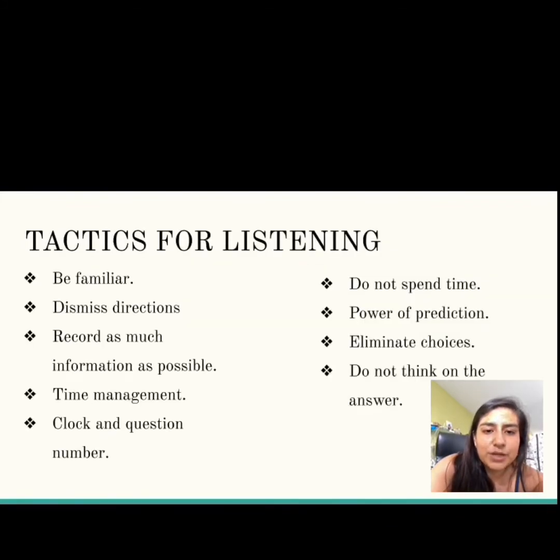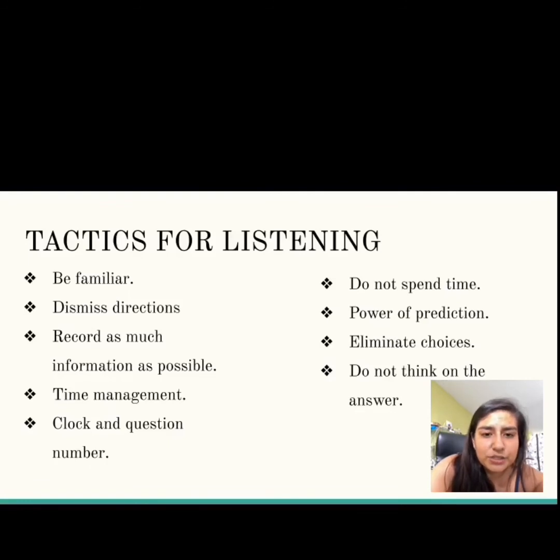For the last, we have tactics for listening. First off, you must be familiar with the directions. So when the test starts, you can dismiss directions and begin right away. Use note taking to answer the questions, so be sure to record as much information as possible.